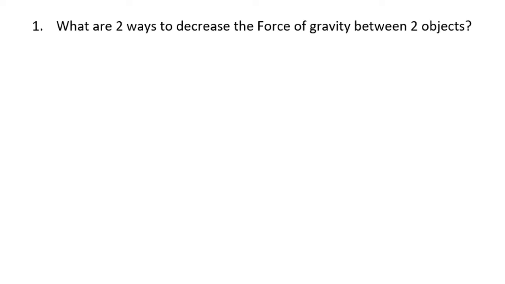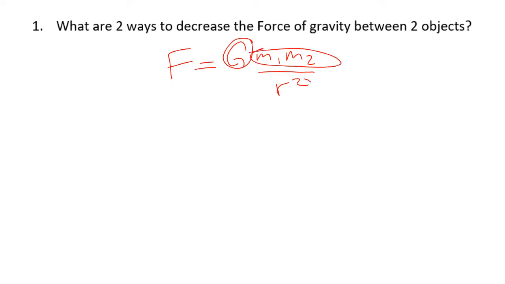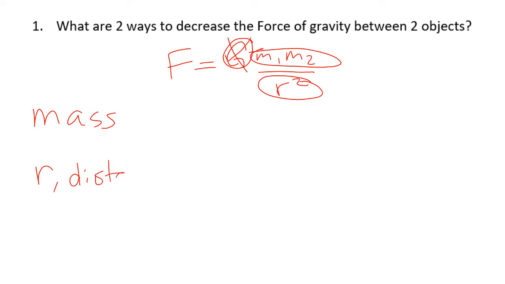Number one, what are two ways to decrease the force of gravity between two objects? Specifically, if we look at the equation, F equals G m1 m2 over r squared. This tells us that the three factors are G, the masses, and the distance. Since G is a constant, we can't really change that. That means we can only change mass or the distance between the objects.